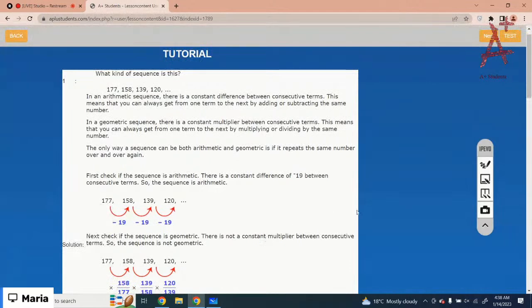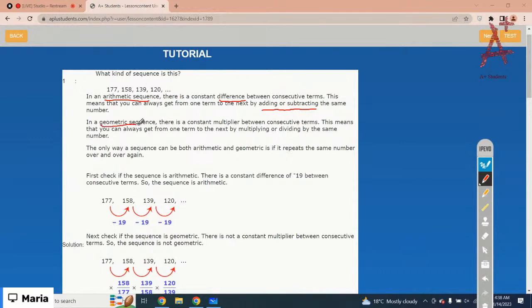What kind of sequence is this? You are given a sequence, you have to identify if it is arithmetic or geometric. Got it? So here is the definition of the arithmetic sequence. In an arithmetic sequence, there is a constant difference between consecutive terms. That is basically the thing you have to identify. This means that you always get from one term to the next by adding or subtracting the same number. For an arithmetic sequence, there is a common difference.